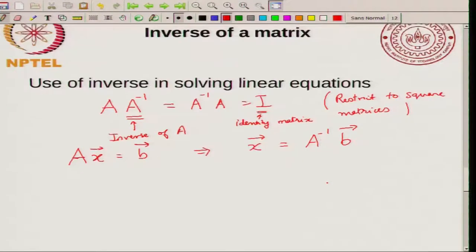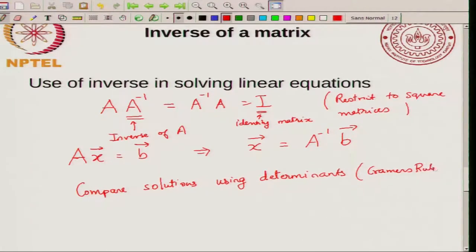Now you have already seen solving a system of equations using Cramer's rule. Now we can see the connection. When you solved equations using Cramer's rule, we saw determinants coming in. Here this gives another solution using inverses. So compare solutions using determinants, that is what we called Cramer's rule, and using inverse. The same vector can be expressed in two different ways. One is using the inverse of a matrix and the other is using determinants.